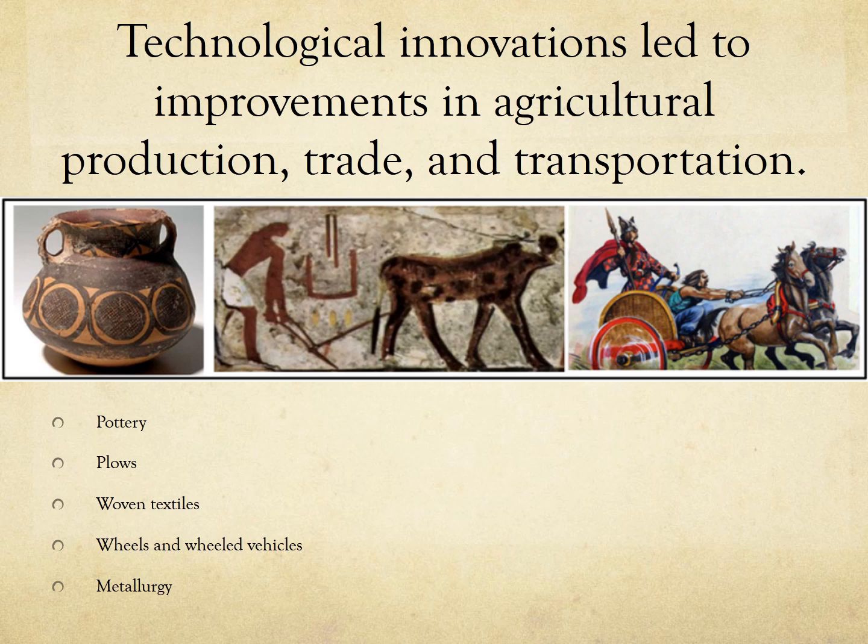Technological innovations led to a lot of improvements in agricultural production, trade, and transportation. You've got pottery being created to store water, food, stuff like that. You have plows making it easier to farm. Woven textiles: now, instead of just basic clothing, you have more sophisticated clothing, and it also helps with blankets and housing textiles, and so many different things. You've got wheels and wheeled vehicles which aid in transportation and in agricultural production, and then metallurgy, making stuff with metal. That absolutely helps in pretty much every facet of life.